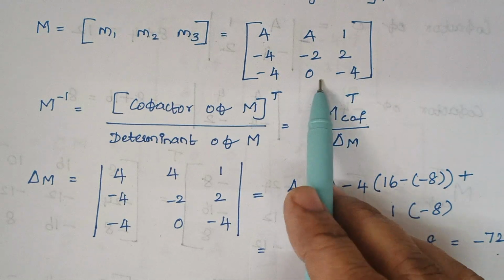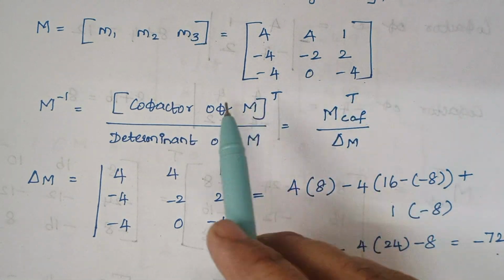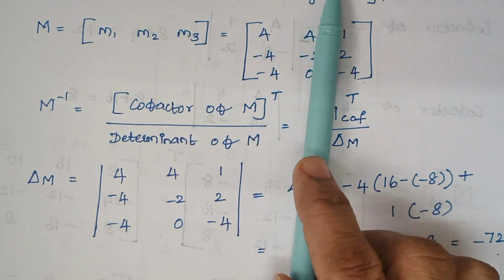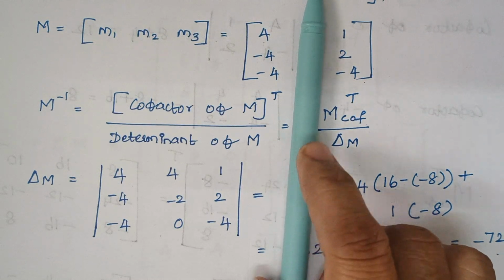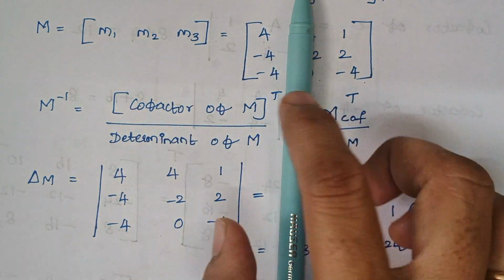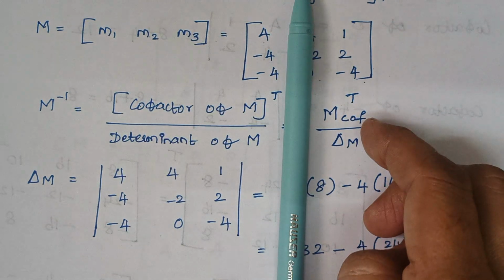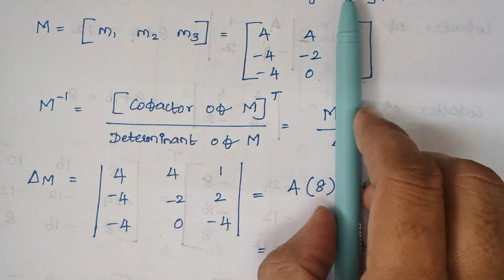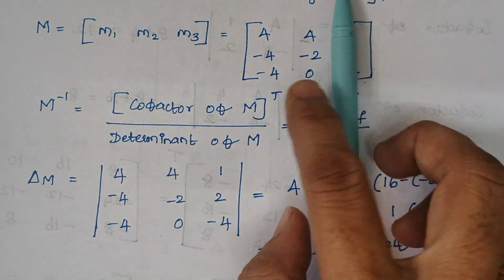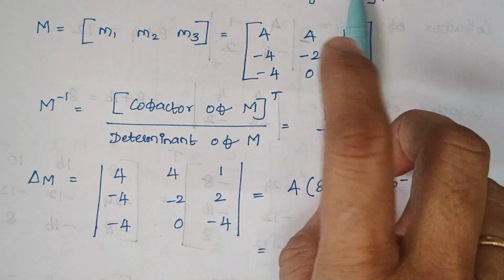Minus 2, 2, 0 and minus 4, right? When you take again the cofactor of this 4, what happens? We have to leave this column and this row. So minus 4, 2, minus 4, 4, right? When you consider this 1, what are all the elements? 4, minus 2, minus 4 and 0.